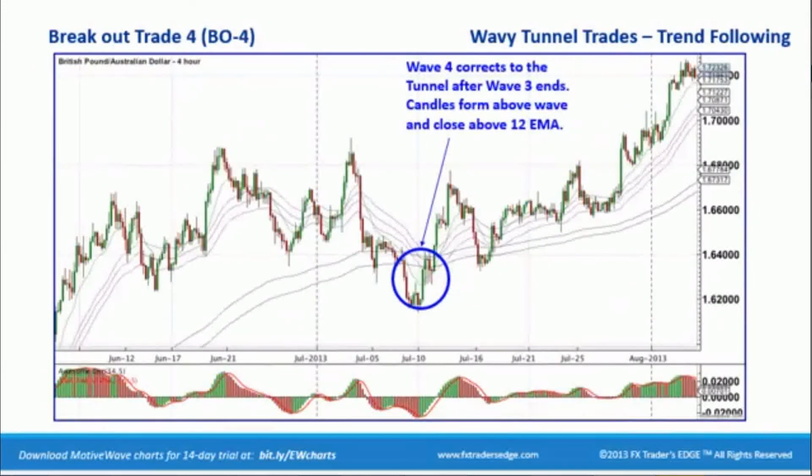The fourth and last trend following trade is called the breakout 4. This is similar to a wave 4 correcting to the tunnel. The wave crosses the tunnel, and wave 3 trades in a steep incline, in the case of an uptrend, or a decline in a downtrend, and price retraces back to the tunnel in a deeper correction. The candles close above the 12 EMA, and the trend continues. In this example, the trade is to buy at the wave 4 completion.